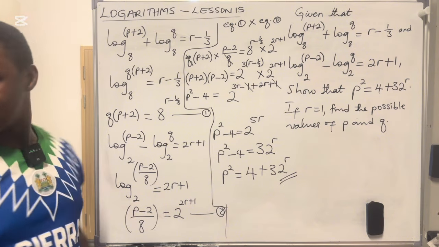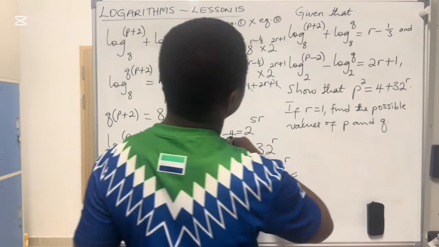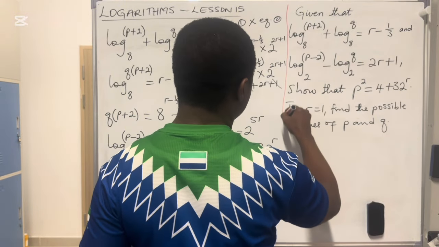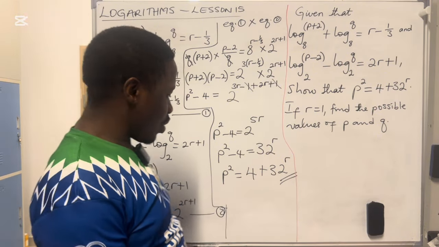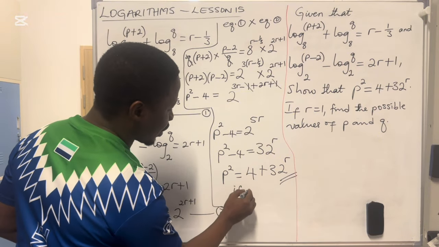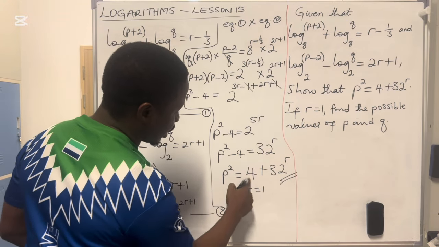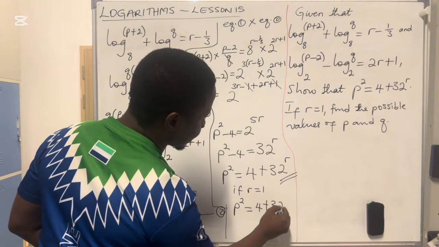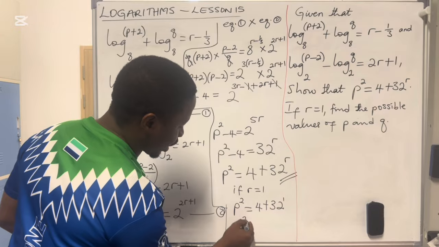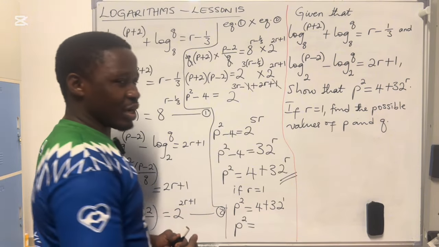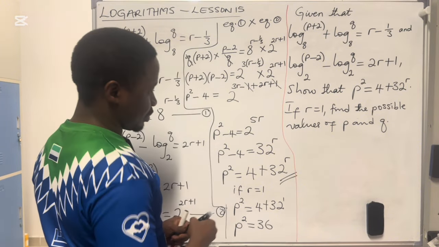So what is next? If r is equal to 1, what happens? We get p squared equal to 4 plus 32 raised to power 1, because r is 1. So p squared equals 4 plus 32, since 32 to the power 1 is 32. 32 plus 4 is 36.